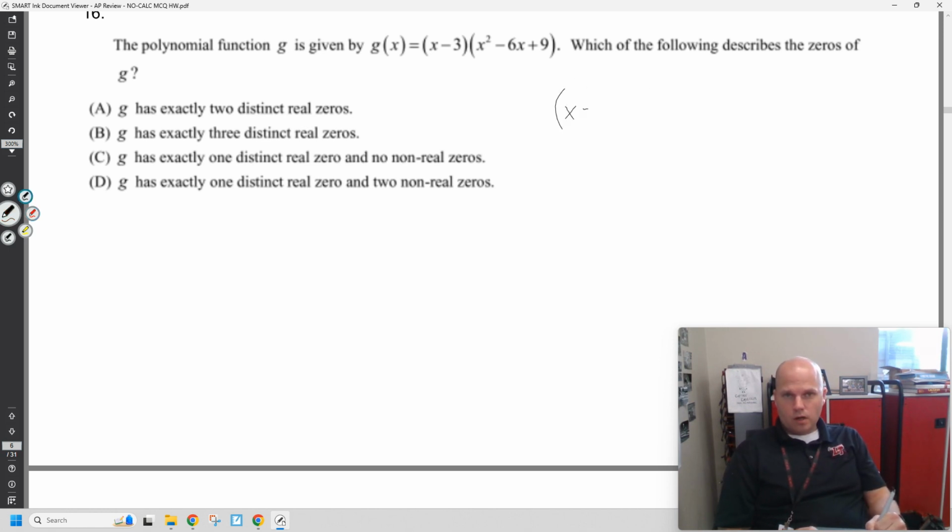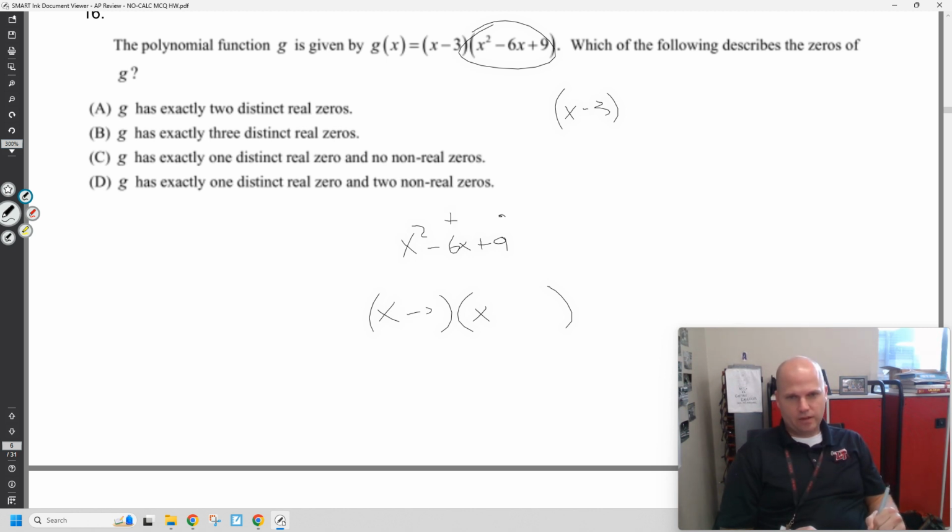Well, what are our zeros? Well, we see we have a root at 3, but what's going on here? Well, we're going to have to somehow solve this. I'm going to try to factor it again. If I can't factor, my backup is always the quadratic formula. Are there two numbers that add to get negative 6 and multiply to get positive 9? And there are. It's x minus 3 and x minus 3.